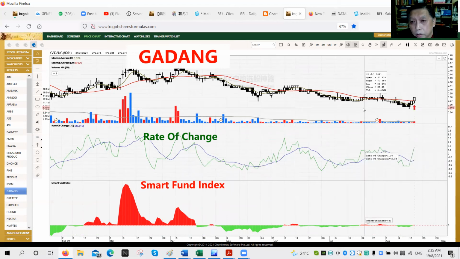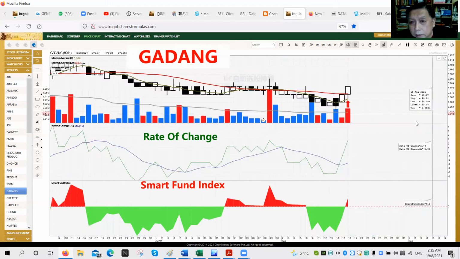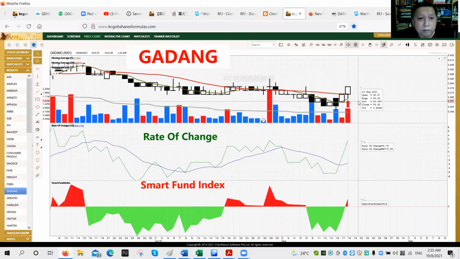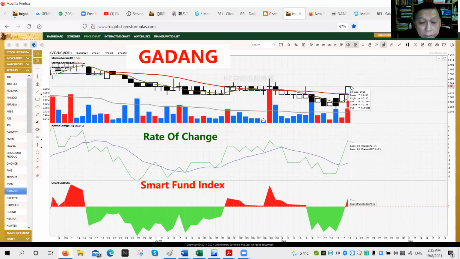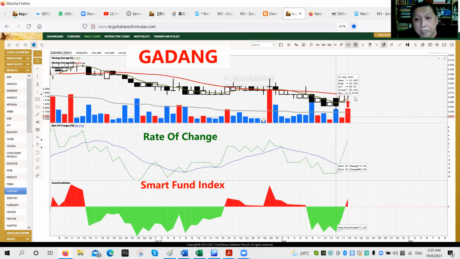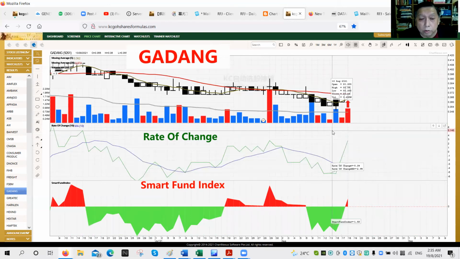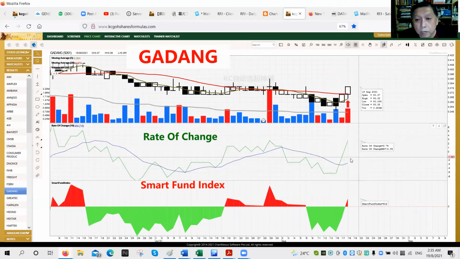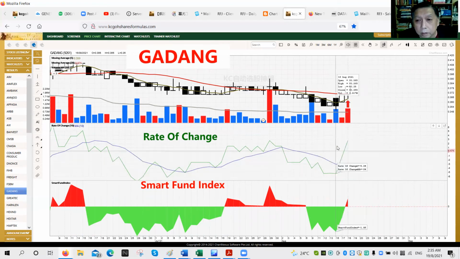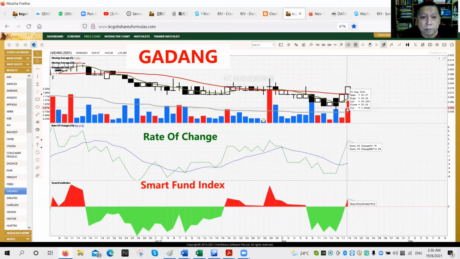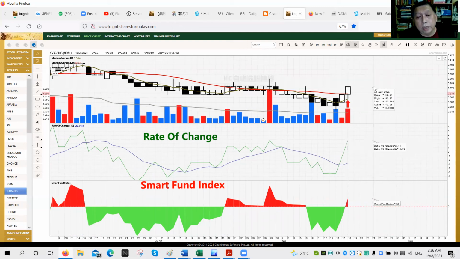So it is below the 20-day moving average line. But today it has already penetrated through, crossing above the 20-day moving average line. And the graph for rate of change also curves up. You can see the smart fund has also already appeared. So tomorrow is the right time for you to go in. That's how you read the chart. Okay.